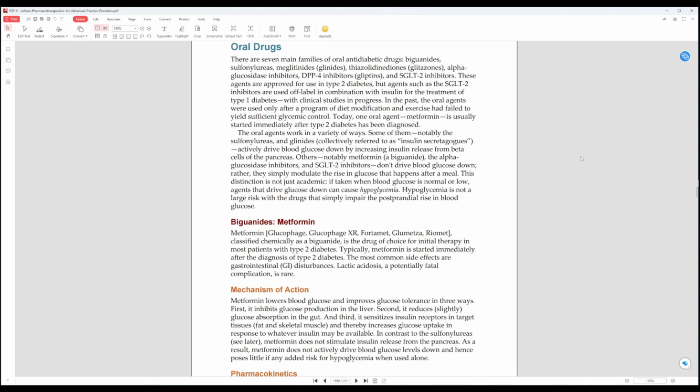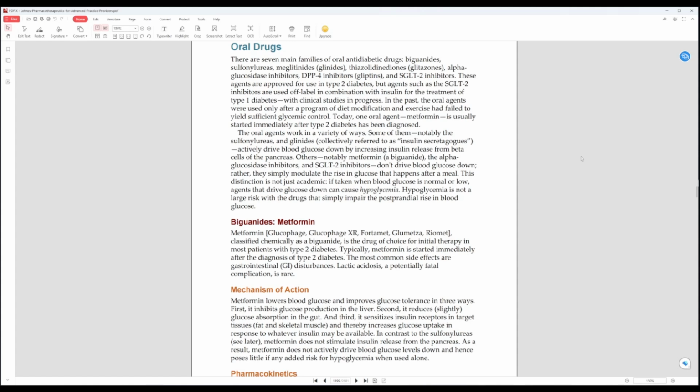In the past, oral agents were used only after a program of diet modification and exercise had failed to yield sufficient glycemic control. Today, one oral agent, metformin, is usually started immediately after type 2 diabetes has been diagnosed. The oral agents work in a variety of ways.